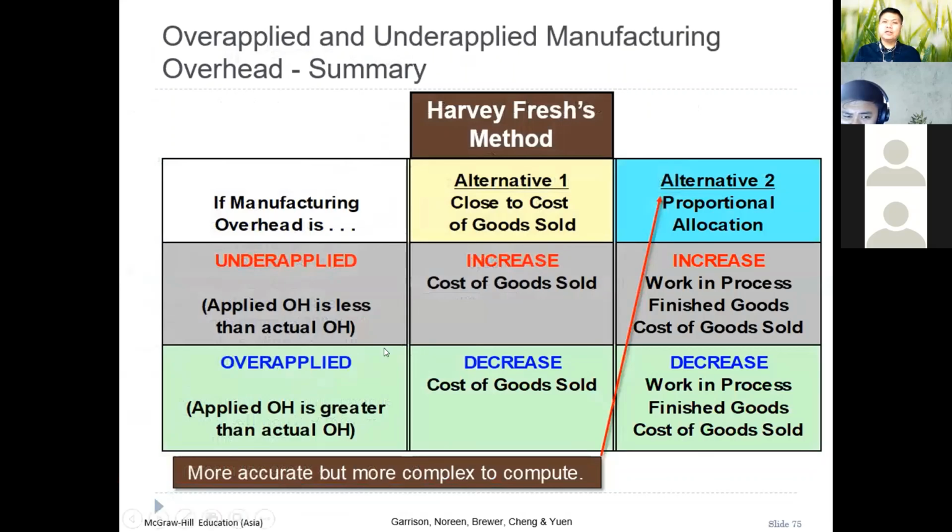So we know this already kanina, no? If overhead is under-applied or over-applied. If it is under-applied, edi idagdag mo sa cost of goods sold. Or idagdag mo doon sa tatlong accounts. That's alternative number 2. Pero ang mas madaling gawin yung number 1, alternative. If it is over-applied, edi ibawas mo. Ito rin, ibawas mo rin dito. Sabi niya, this is the more accurate but more complex to compute.